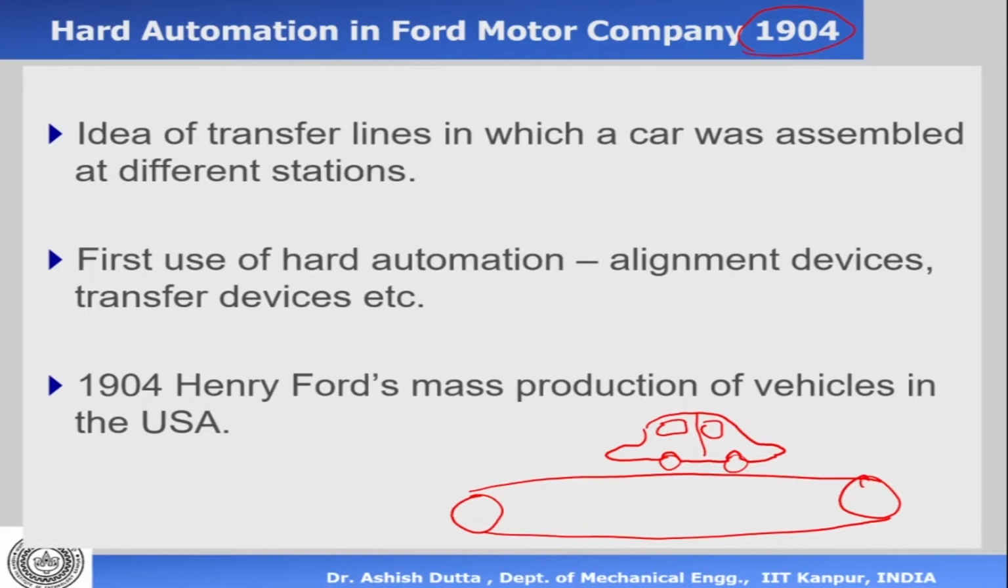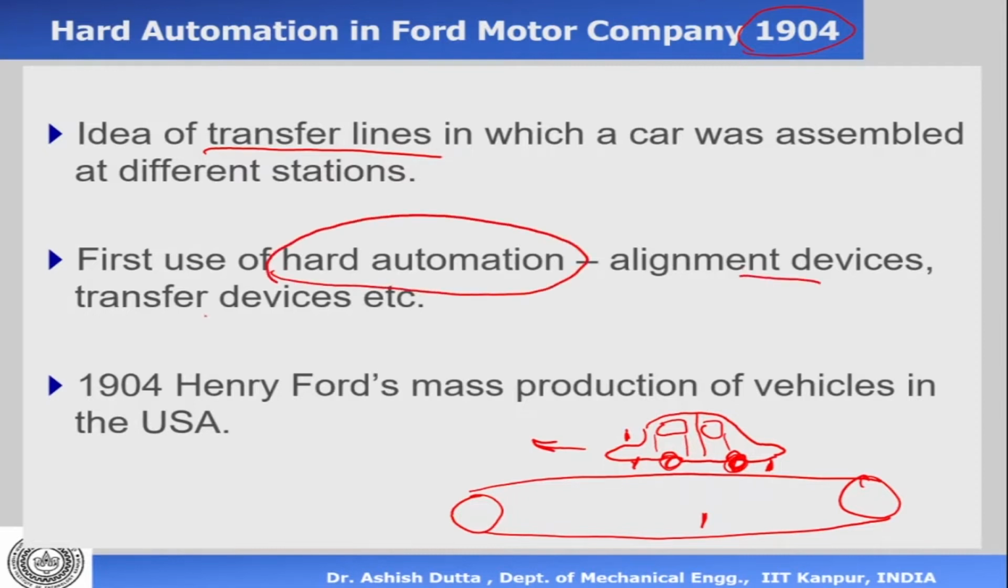So the car is going to be mounted onto the conveyor, and it is going to move, and at different positions it is going to come and stop. There would be a person or there would be a robot which will do particular operations on the car. For example, at this location the wheels may be fitted. In a different location, maybe the glass is fitted. Okay, so this idea of a transfer line, as the name indicates, this car is being transferred from one position to another position, was first invented in 1904, and this is basically what we call hard automation. And this uses alignment devices, transfer devices, to move from one position to another position. At every position, some operation will be carried out on the car.